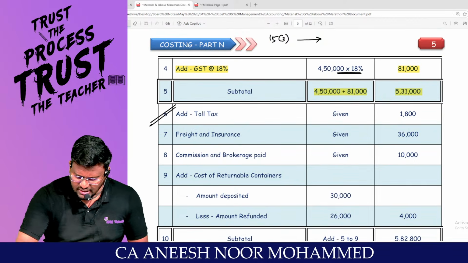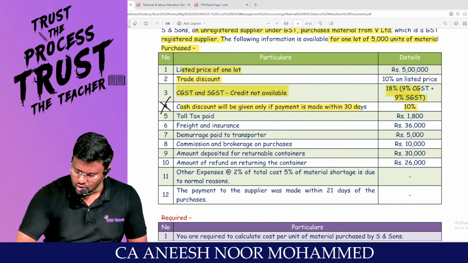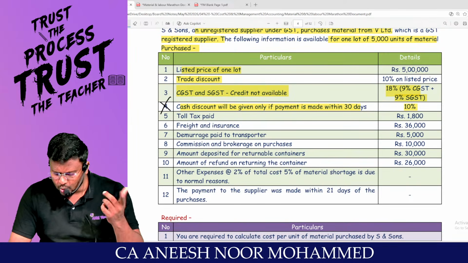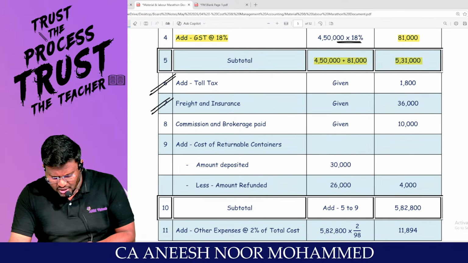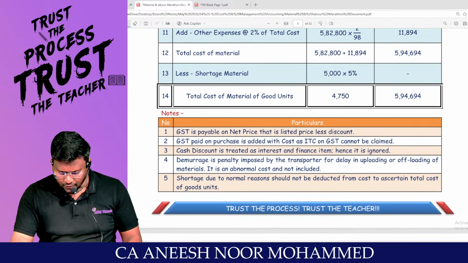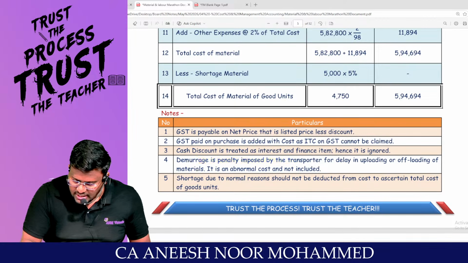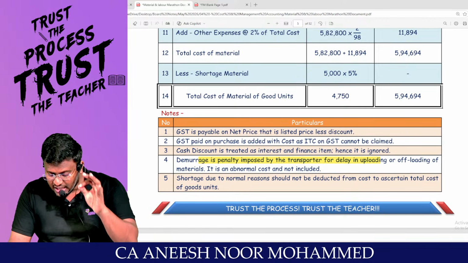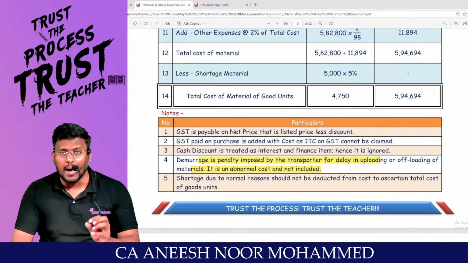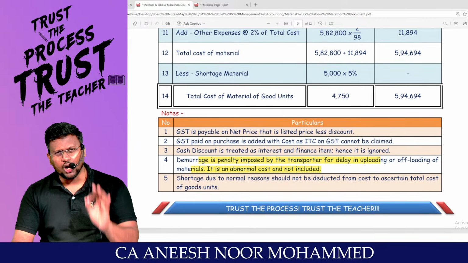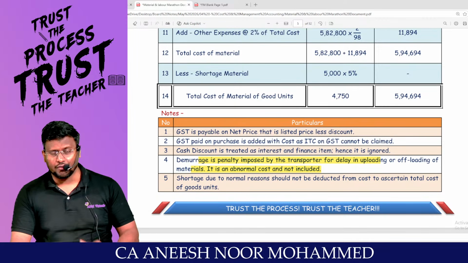Freight and insurance 36,000 I have to include in the cost. Super, sir. Demurrage paid to transporter 5,000 rupees. Sir, demurrage. Where is the demurrage? Sir, demurrage does not form part of the cost. Demurrage is a penalty imposed by the transporter for delay in loading or offloading of the material. It's an abnormal cost. Only the normal cost should be included in the landed cost.